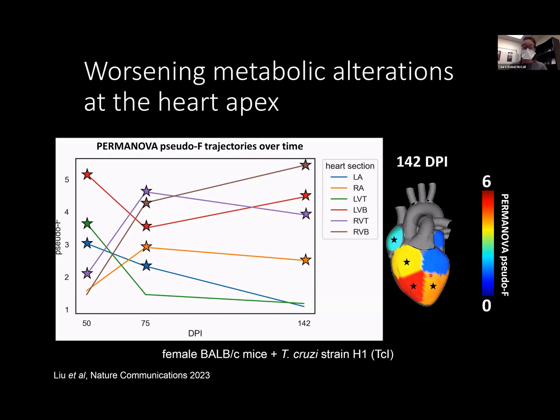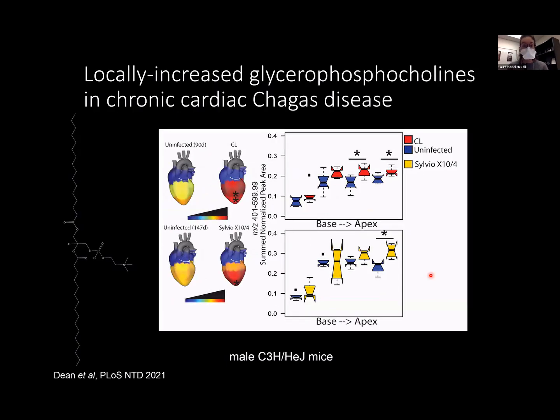So again, matching very nicely with our sites of symptom development. We can then look at the specific metabolites and metabolic families that are affected at these locations. And one particular group of metabolites that we see changing is glycerophosphocholines. So these are membrane constituents, but they also play important signaling roles as well, particularly in relationship to immunity.